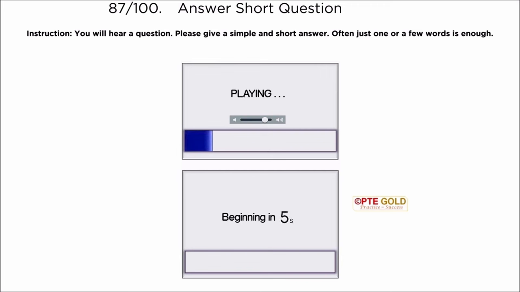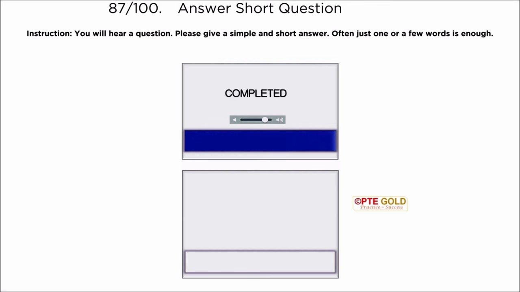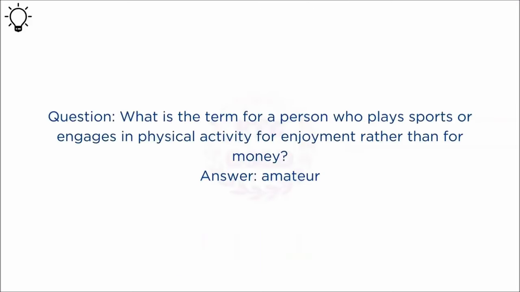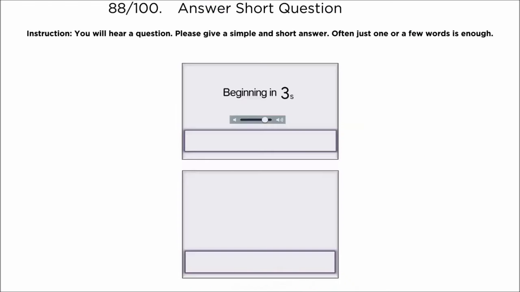What is the term for a person who plays sports or engages in physical activity for enjoyment rather than for money? Amateur.